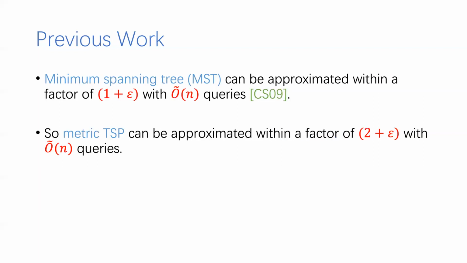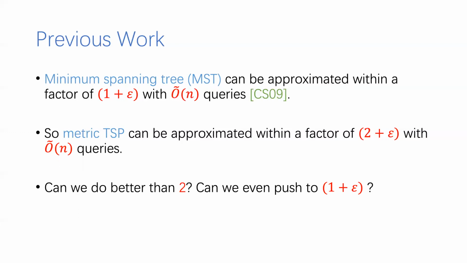In the query model, the minimum spanning tree can be approximated within a factor of 1 plus epsilon with a near linear number of queries. So metric TSP can also be approximated within a factor of 2 plus epsilon with this number of queries. Remember that given a spanning tree, we will have a TSP tour whose size is twice the size of the spanning tree because of the triangle inequality. So the question is, can we do better than 2? And can we even push to 1 plus epsilon?